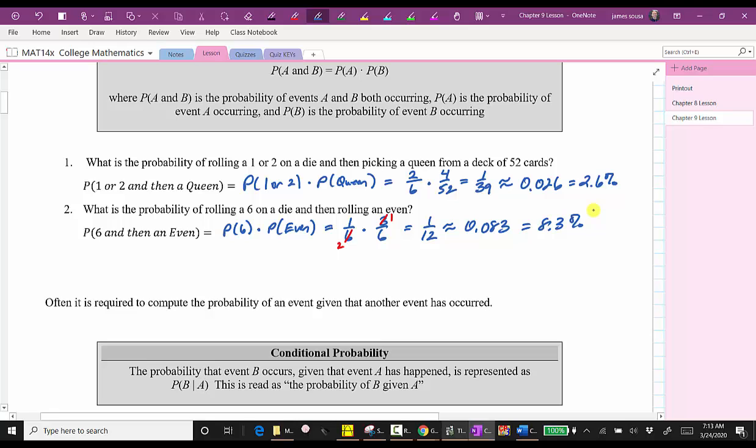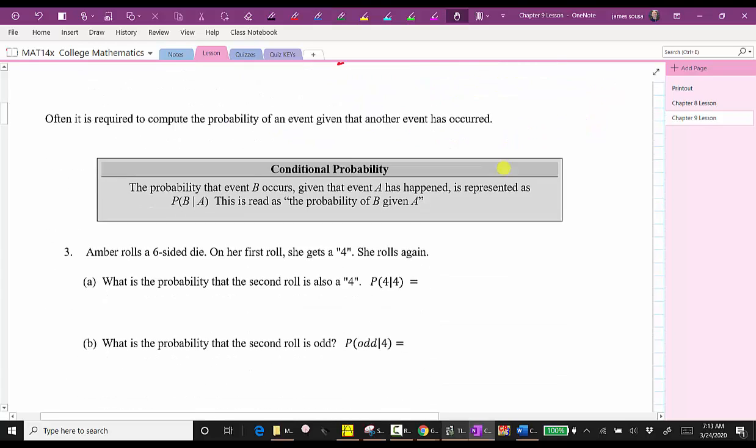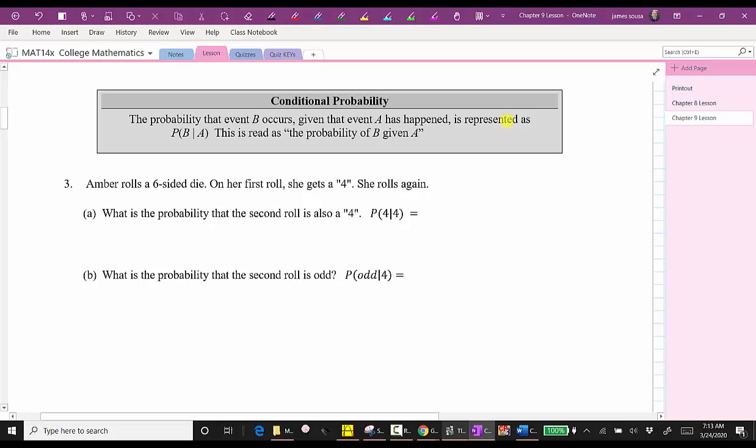And now let's talk about conditional probability. The probability that event B occurs given event A has happened is represented using this notation here, which is read as the probability of B given A, or the probability of B given A has occurred.